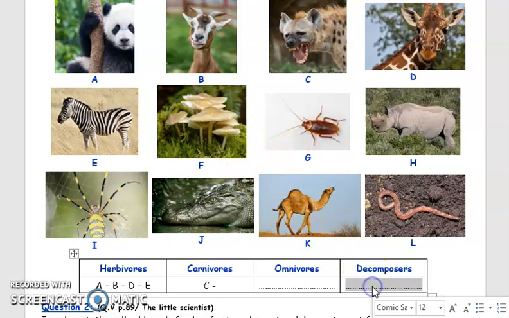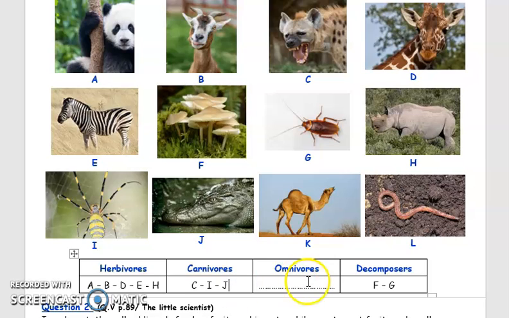What about fungi? Fungi are decomposers. They decompose dead bodies for food and turn them into nutrients in the soil. Cockroaches are decomposers too. Rhinoceros feed on plants only, so the rhinoceros is a herbivorous animal. Spiders feed on insects. They use their webs to catch insects, so they are carnivores. The crocodile is a wild animal that feeds on animals only, so the crocodile is a carnivorous animal.